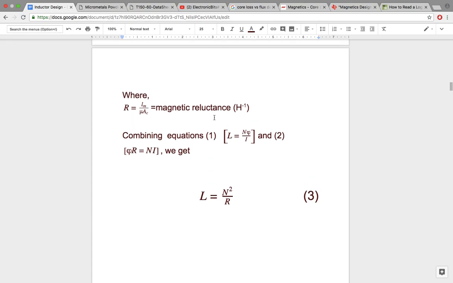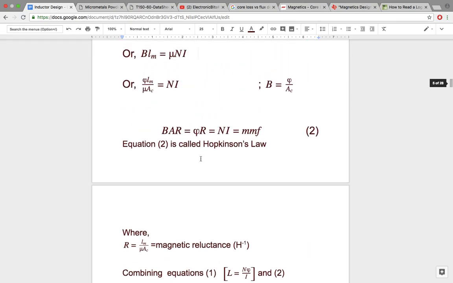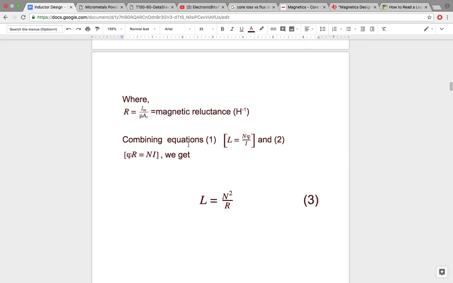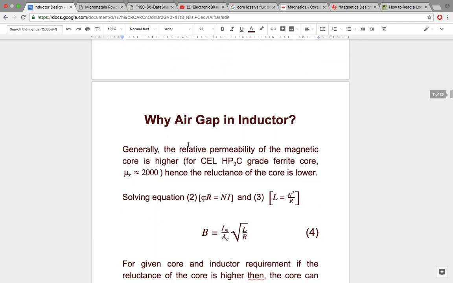So there are two equations which we will be using most frequently in designing an inductor. One is equation 3, and one is equation 2. Everywhere we will be using these two equations to design the inductor.